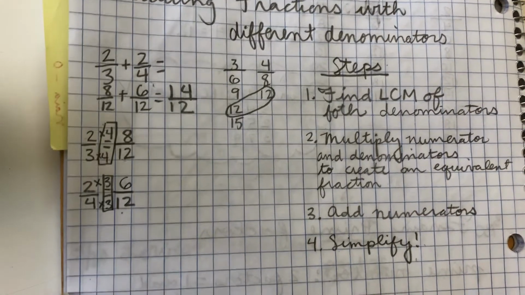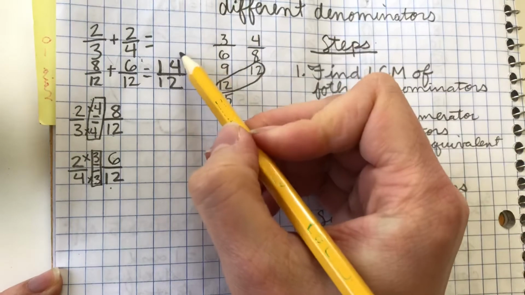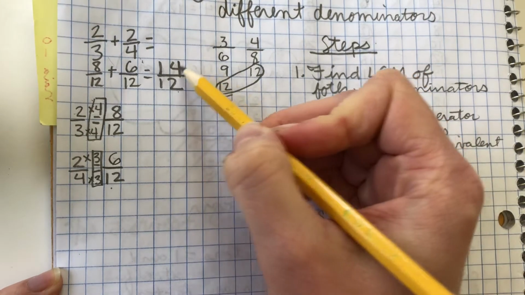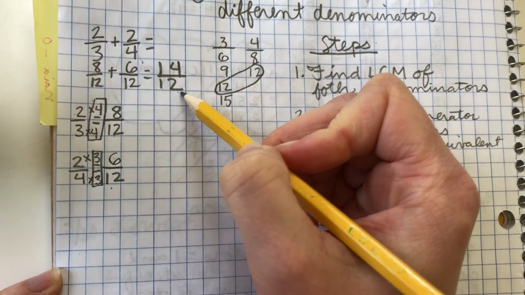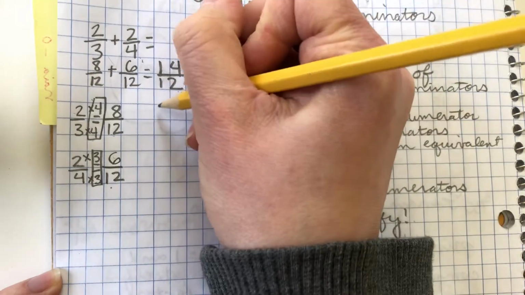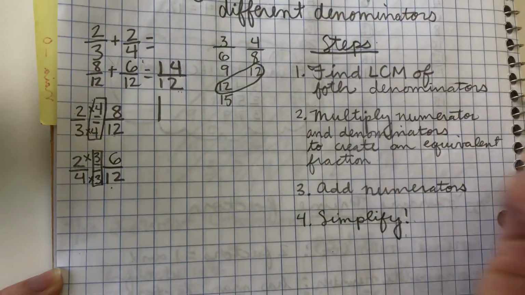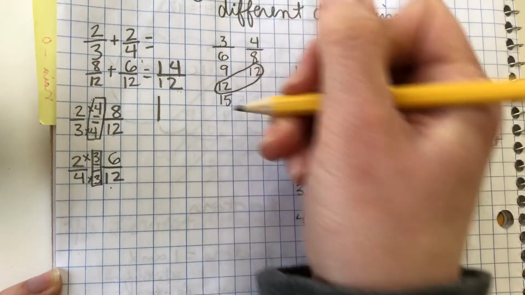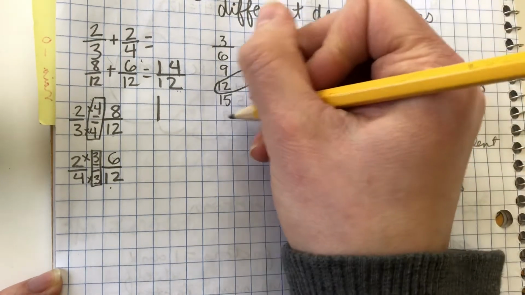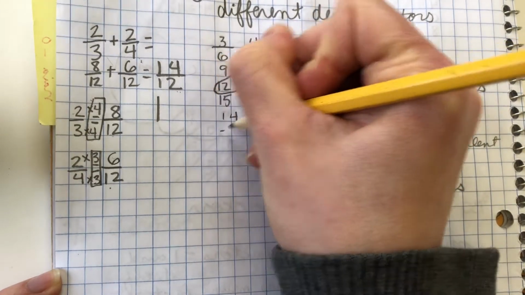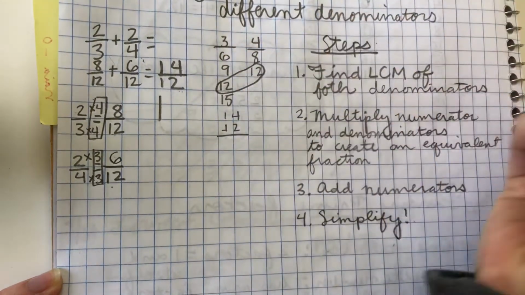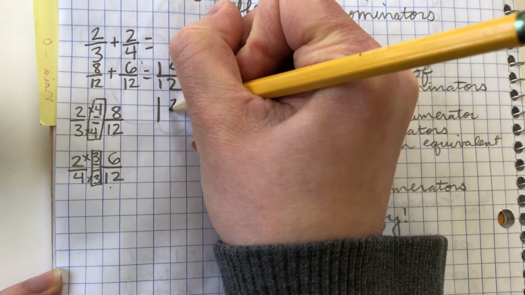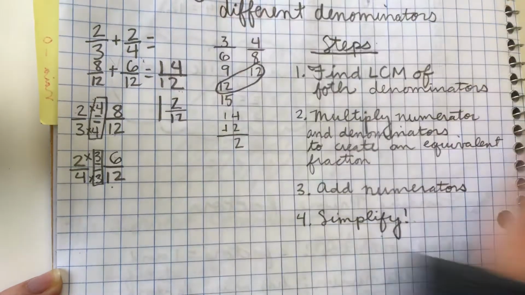My last step here is to simplify. To simplify the fraction, I have to look at my numerator and see how many times my denominator will fit into it. I know that 12 can fit into 14 once, so that gives me 1 whole. But how many 12ths did I use up? I used up 12 of the 12ths. So 14 minus the 12 that we used leaves me with 2. So we're left with 1 and 2/12.